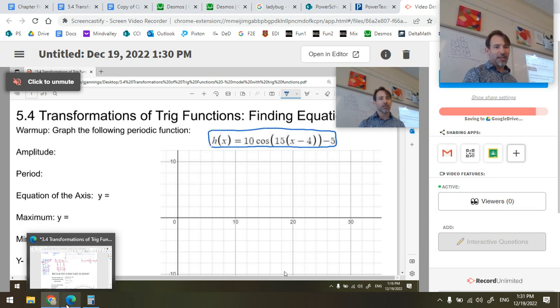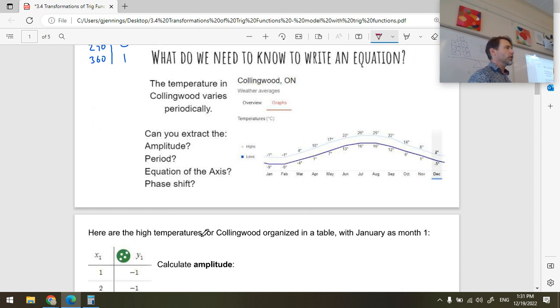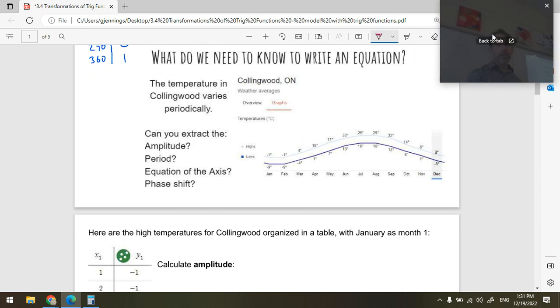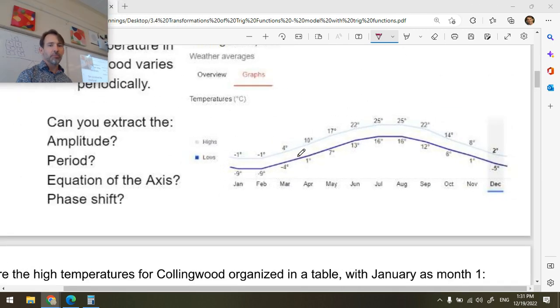Simpler times. Anyhow, right now we're going to be looking at what we need to do in order to create an equation from a graph or from a set of data. Okay? Here, you will be surprised to know that the temperature in Collingwood varies according to the season.